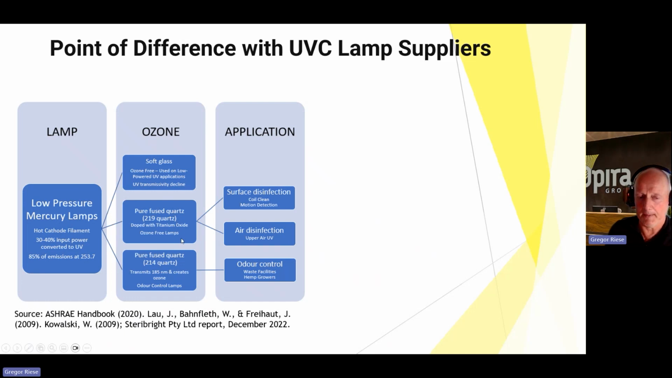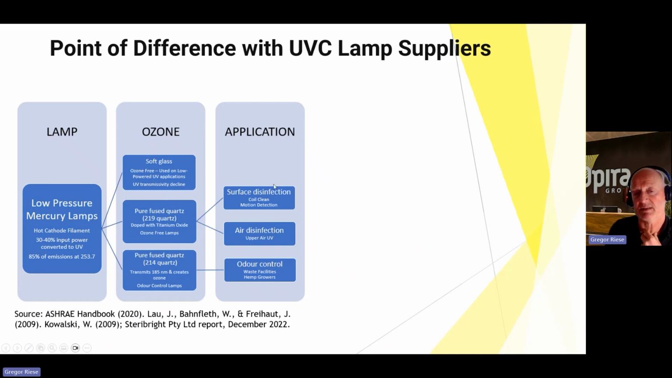One allows a little bit of the 185 nanometer light to go through, and it's very effective for odor control. And it's used in waste facilities and for hemp growers, particularly in the US, which has got a very active hemp market now, legal hemp market.